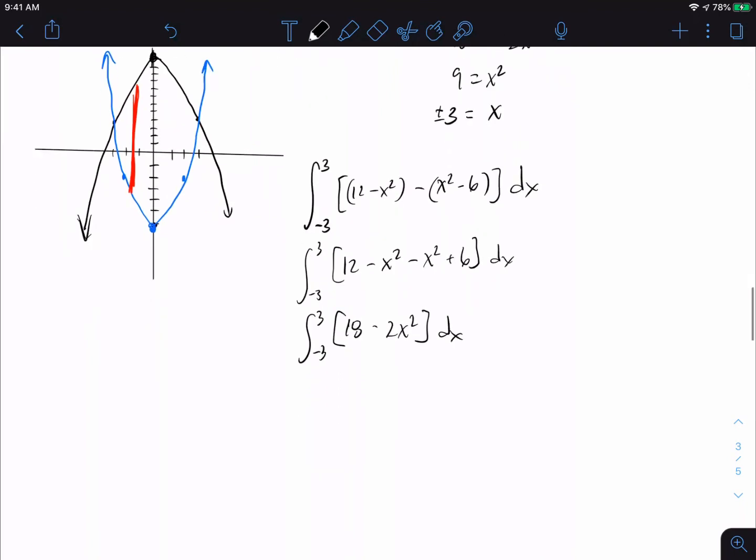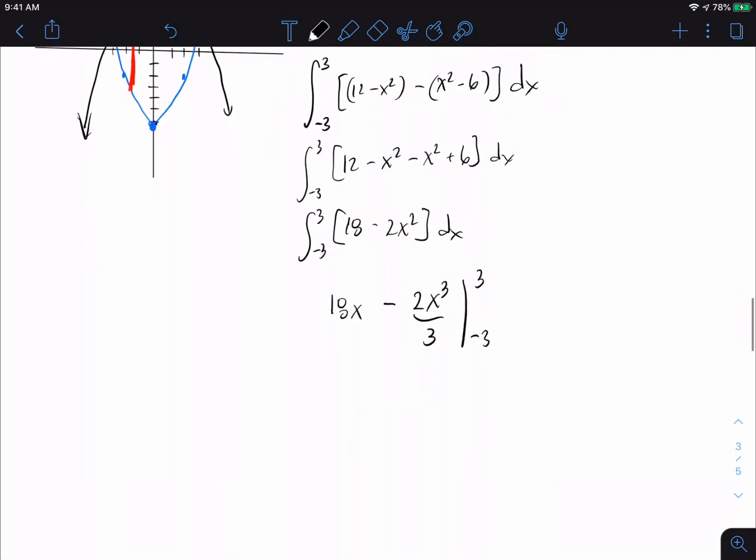And I'm trying to write all the steps so you guys can see. I'm not going to pull out the 2. And so from here, plugging it in, I'm going to get 18 times 3 minus 2 times 3 to the third over 3, minus 18 times a negative 3 minus 2 times a negative 3 cubed over 3.